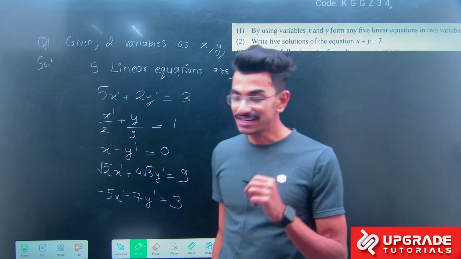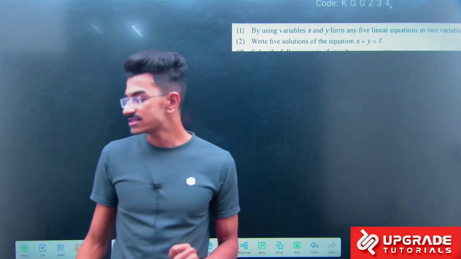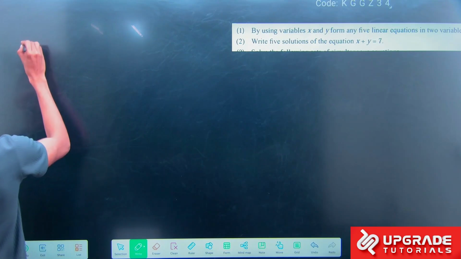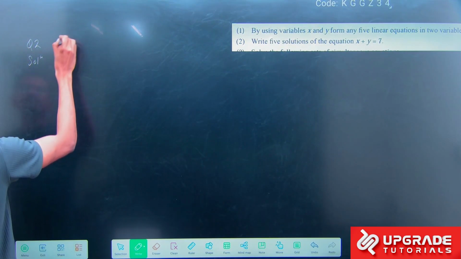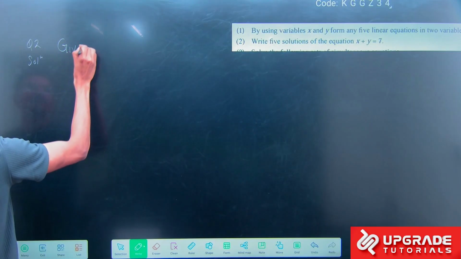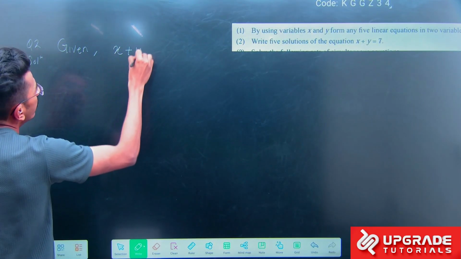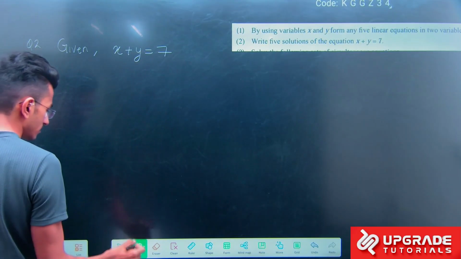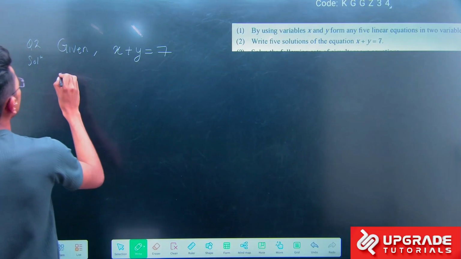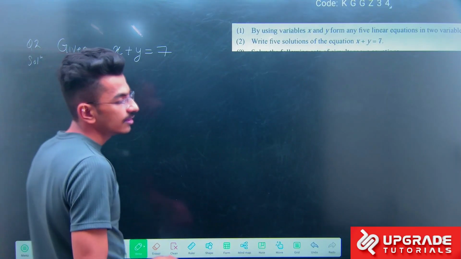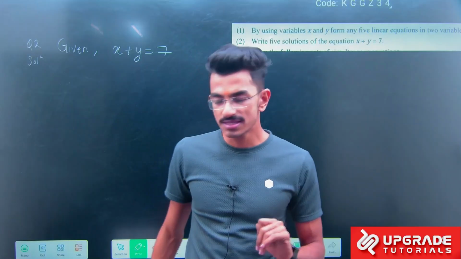Now we'll solve our second question. Find solutions for the equation x plus y is equal to 7. Therefore, question number 2, given x plus y is equal to 7. Let me increase the size a bit. So now we have to find any two values whose addition turns out to be 7.